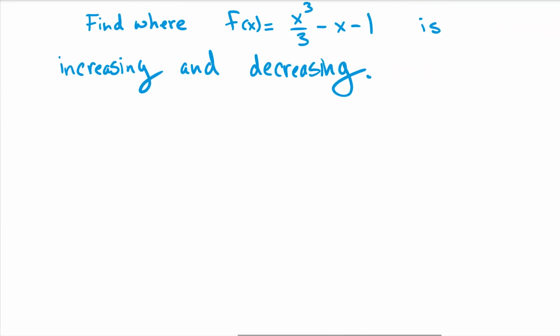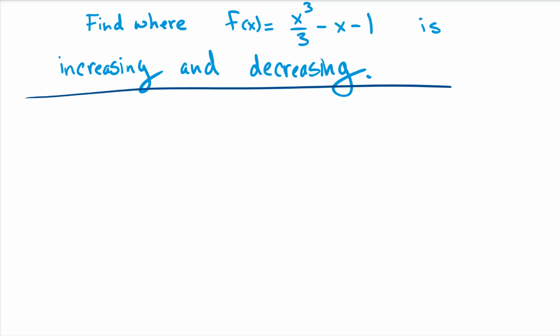Let's see if we can find where our function x cubed over 3 minus x minus 1 is increasing and decreasing. And the way we're going to want to do this is start by finding out where f prime of x is equal to 0. We're going to start with this. This is really anything through chapter 4. Taking a derivative, setting it equal to 0 and solving is a wonderful idea. This is going to create some sort of interval test.